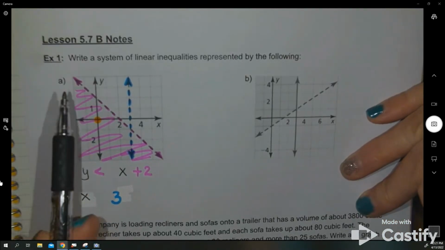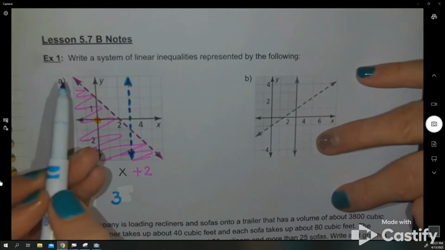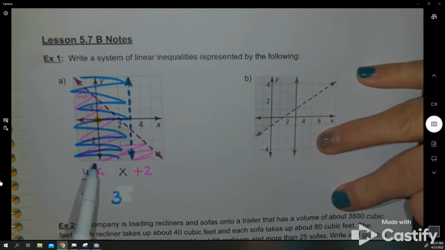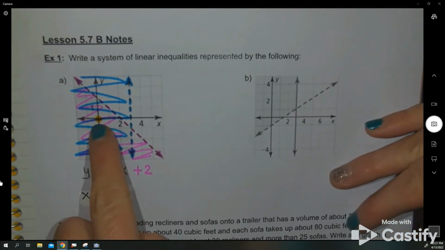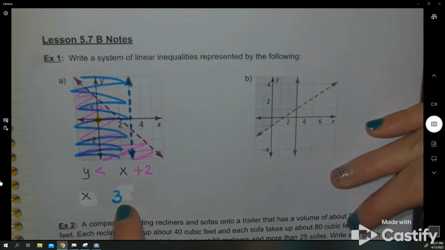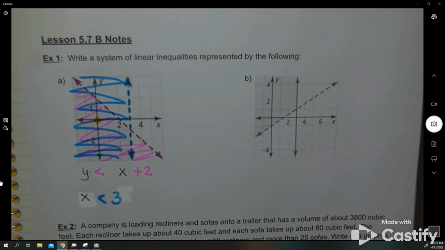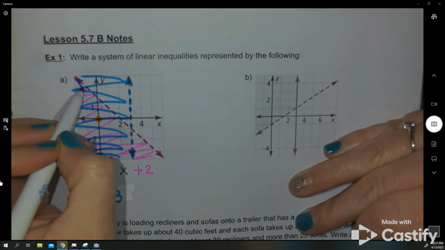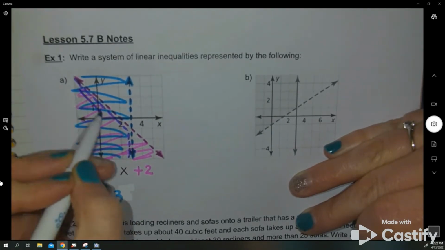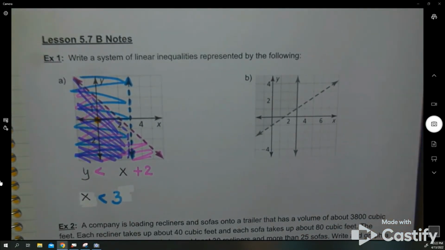So as I look at this, again, here's the shading that we had as part of our solution set, because they gave us that shading as part of our answer. So we have all of this, including, again, our point (0, 0). So if I plug in 0 for x, is 0 greater than 3 or less than 3? 0 is less than 3. So my second inequality as part of my system is x is less than 3. Now, if we look, let's just darken this up. So we have our dashed line here, but everything to the left of those dashed lines are part of the solution set.